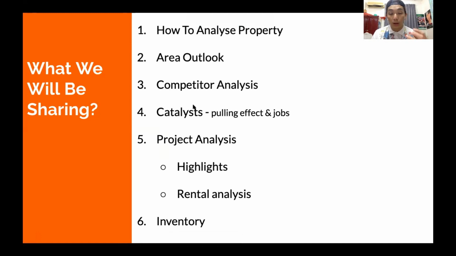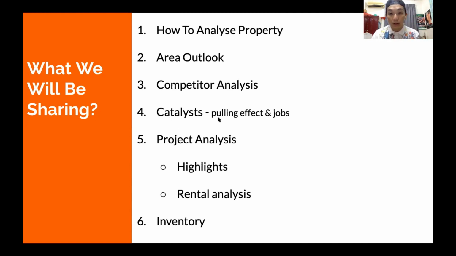Then the fourth thing is about catalyst. Catalyst means pooling effect, crowd pooling effects. For example, Mutiara Damansara has IKEA and The Curve, so the crowd will go there. Like One Utama, people will go there, so you have this kind of pooling factor. The second thing is jobs, the working population in the area, and the third is connectivity to this working population, or connectivity to this kind of pooling effect.